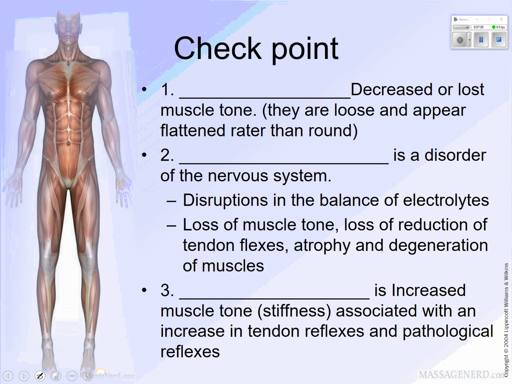Okay, some checkpoint questions here. Try to answer these on your own first, and then if you can't answer them, I'll give you the answers. Number one, blank is decreased or lost muscle tone. They are loose and appear flattened rather than round. And that is your hypotonia.